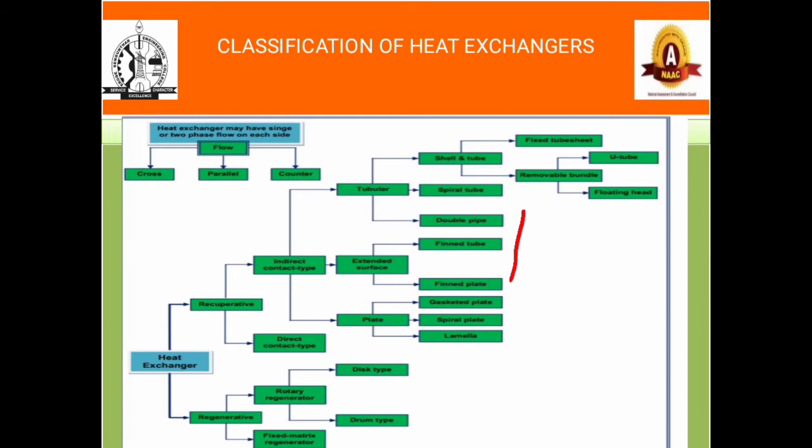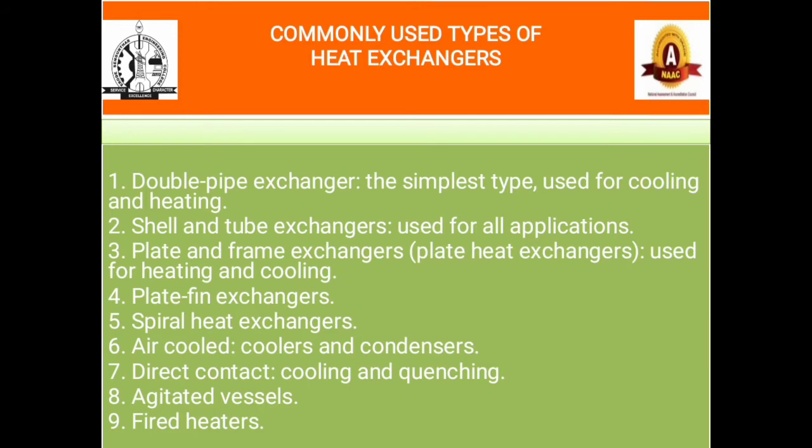According to the configuration of the heat exchanger, it is classified into shell and tube heat exchanger, double pipe heat exchanger, finned tube heat exchanger, plate type heat exchangers, etc. These are the commonly used types of heat exchangers: double pipe heat exchanger, shell and tube heat exchangers, plate and frame exchangers, plate and fin exchangers, spiral heat exchangers, air-cooled coolers and condensers, direct contact cooling and quenching equipment, agitated vessels, and fired heaters.